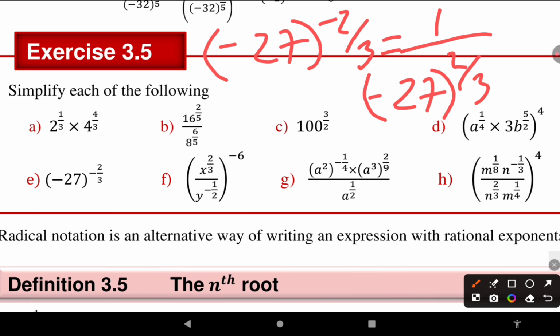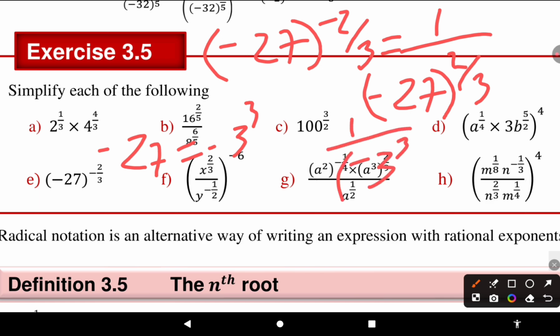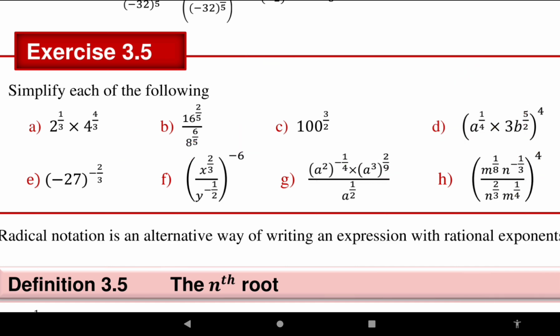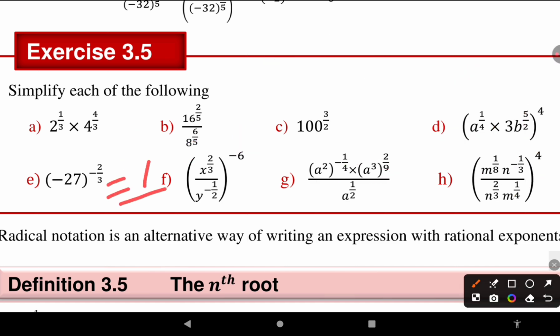Now negative 27 means negative 3 to the power of 3. So 1 over negative 3 to the power of 3, all to the power of 2 over 3. The 3 and the 3 cancel out here. So it is equal to 1 over negative 3 squared. Negative 3 squared means 9. So the value here is equal to 1 over positive 9.